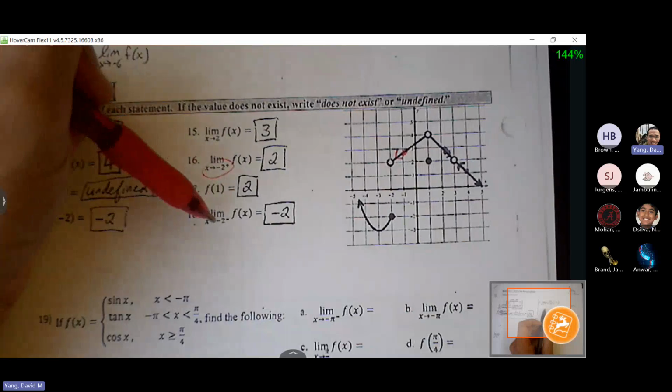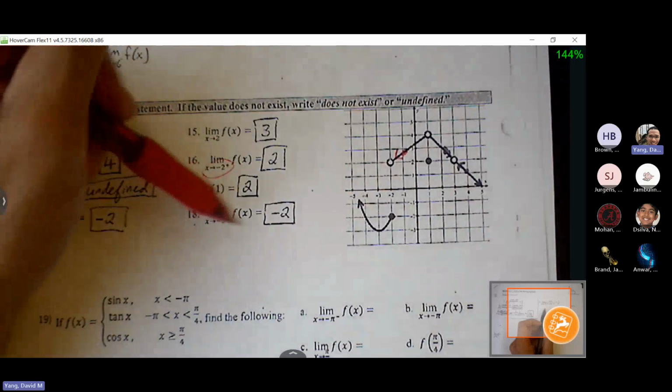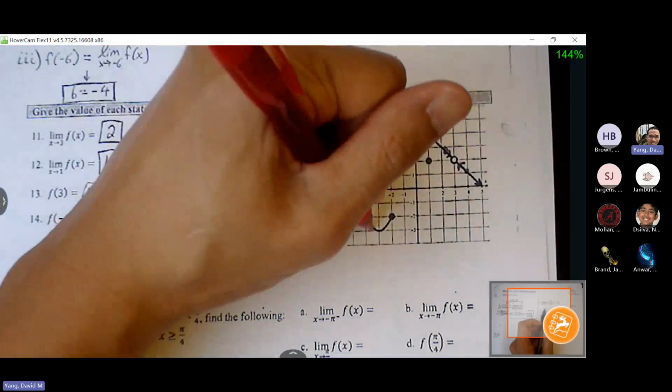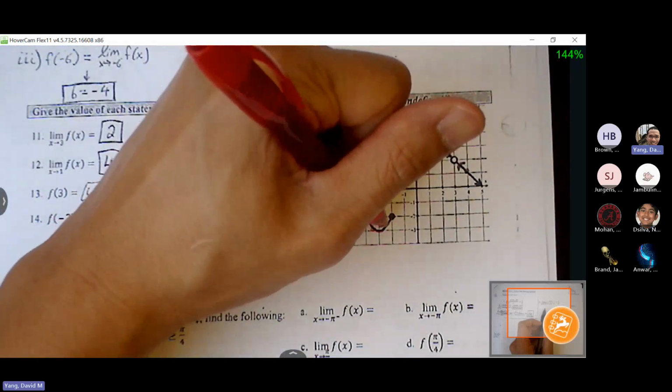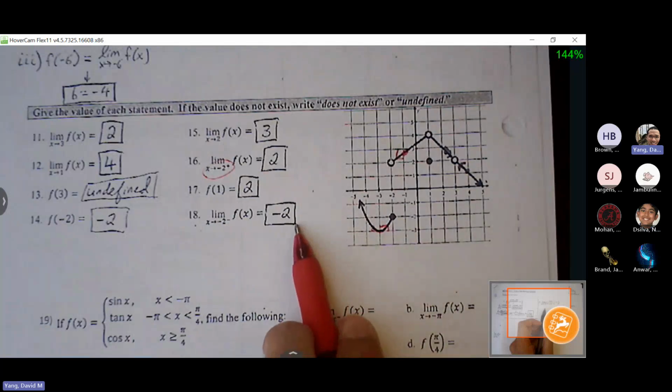Limit as x approaches -2 from the left. Now we're looking from the other side of -2. So we pick a point on the left side of -2, draw an arrow, and head towards -2. It's headed towards a y value of -2. So that's our one-sided limit.